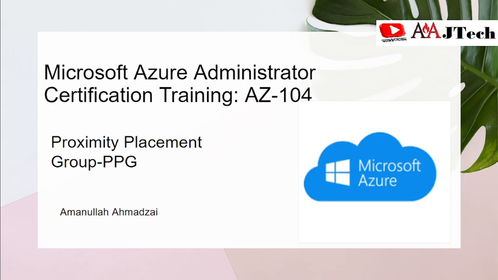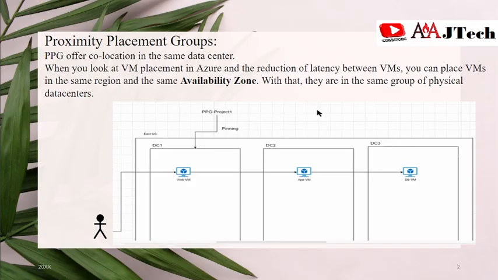Proximity Placement Group. Let's see what Proximity Placement Group is in detail. It's a very simple concept. Meanwhile, concentrate a little bit more. Proximity Placement Group, or PPG, offers co-location in the same data center. It's very easy. Co-location in the same data center.